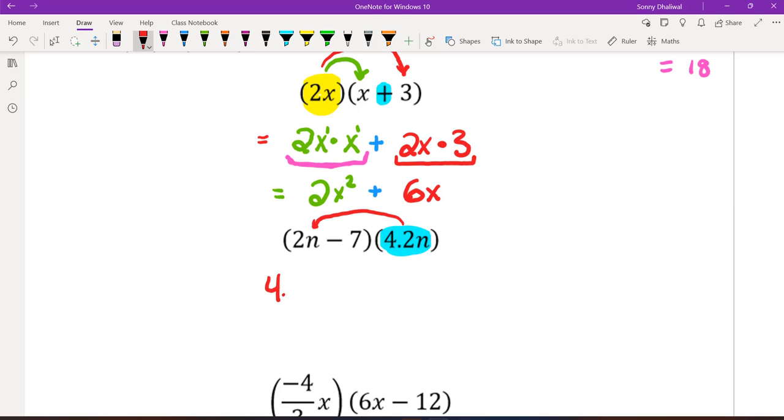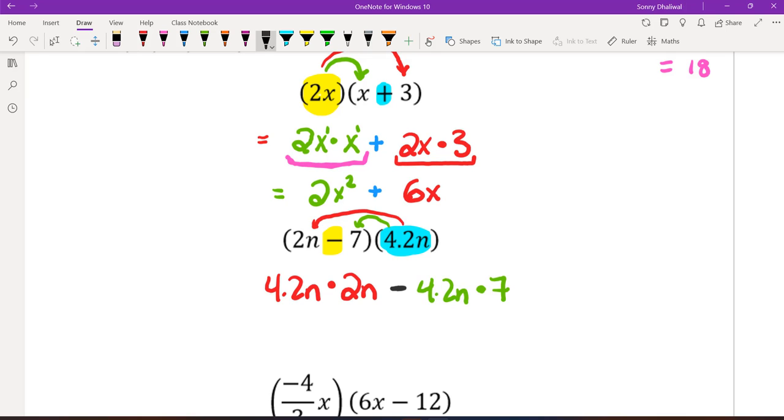So I go 4.2n times 2n. All right, then I do the next one. I get these two. Right, I got 4.2n times 7. And we have a minus sign in between, so we keep that minus sign. Okay, now it doesn't matter if you have whole numbers or fractions or decimals. We just multiply, and you follow the multiplier rule.